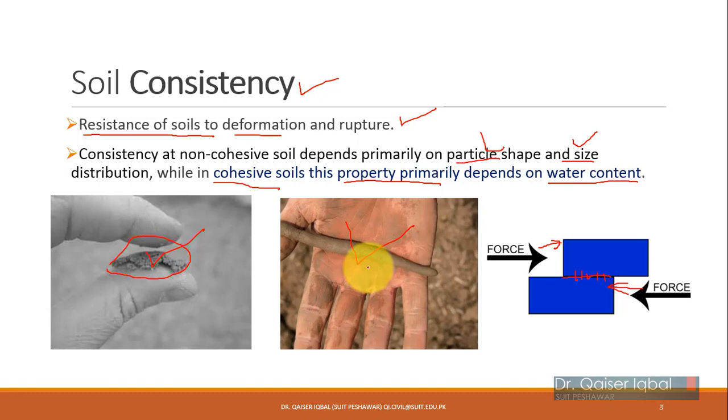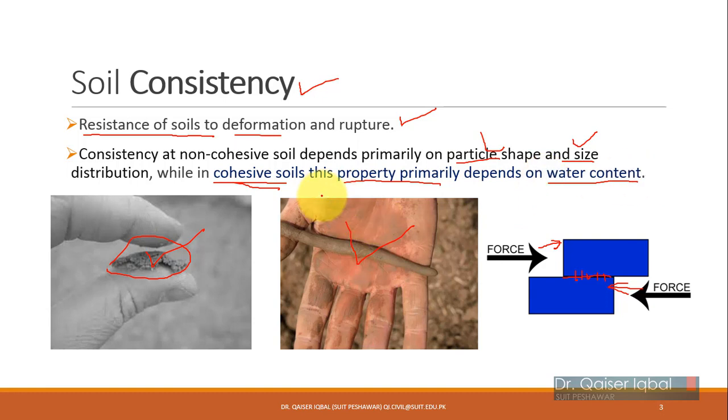But if you keep on reducing the moisture content or the water content of clay soil or cohesive soil, then it will become stronger and stronger, and if it is completely dry, then even clay soil offers a lot of resistance to deformation. If you take a lump of clay which is dried and try to break it, it will give you a lot of resistance. But the moment you put it in water, it will be very easy to squash in your hand, and you can easily break it.